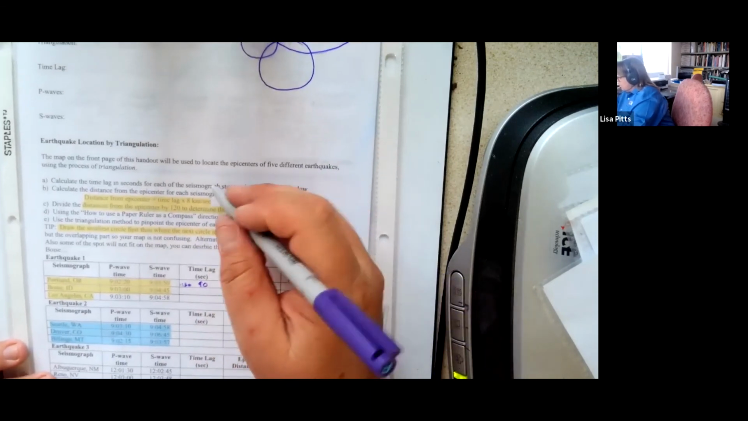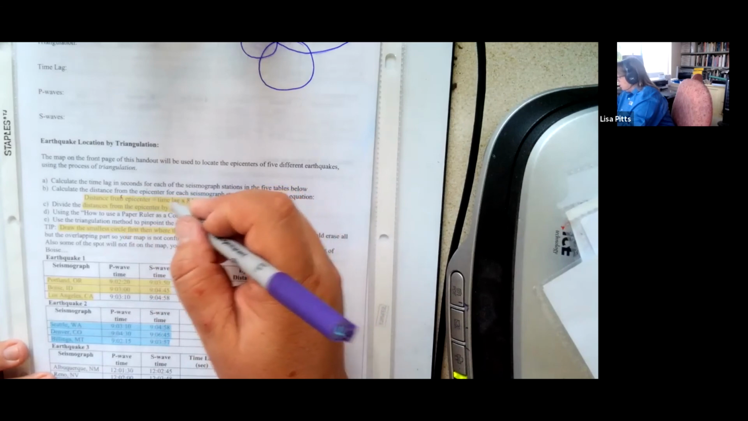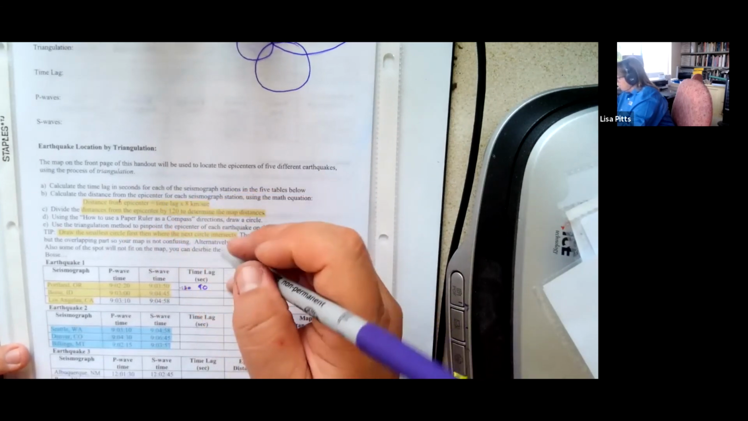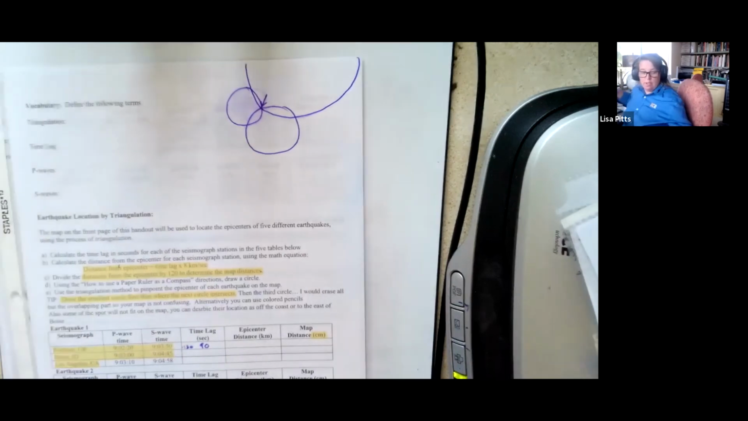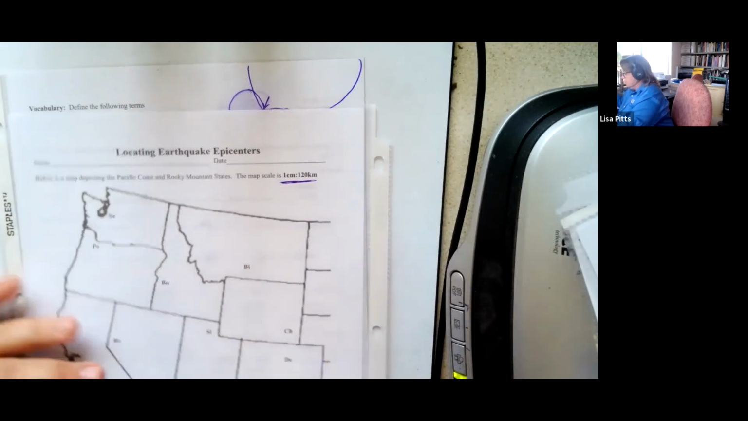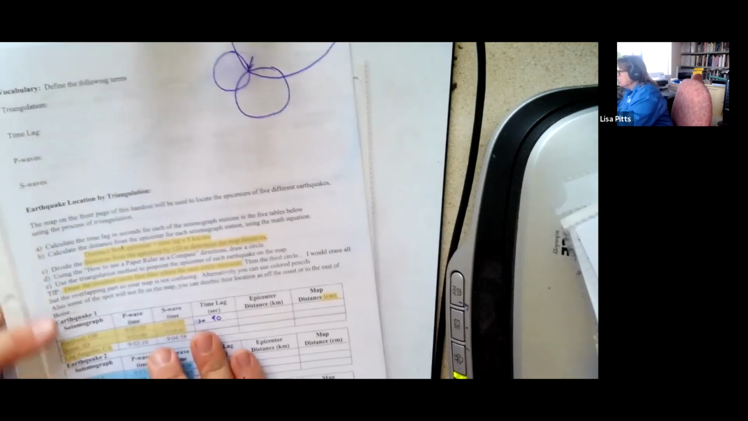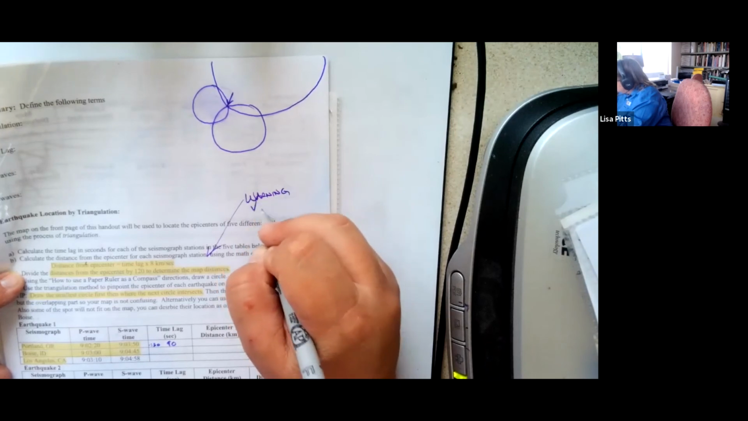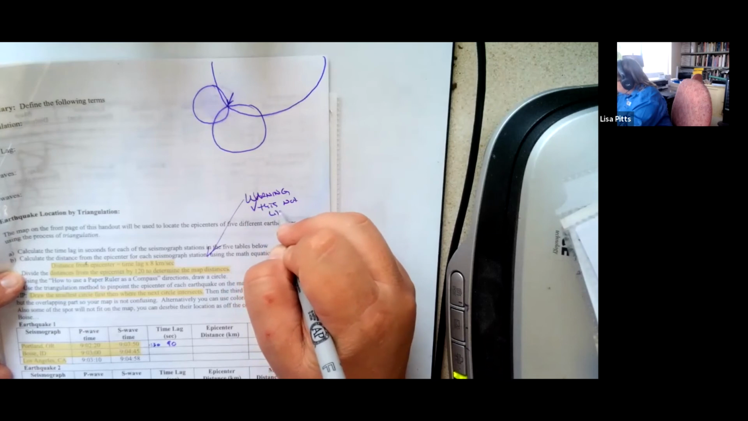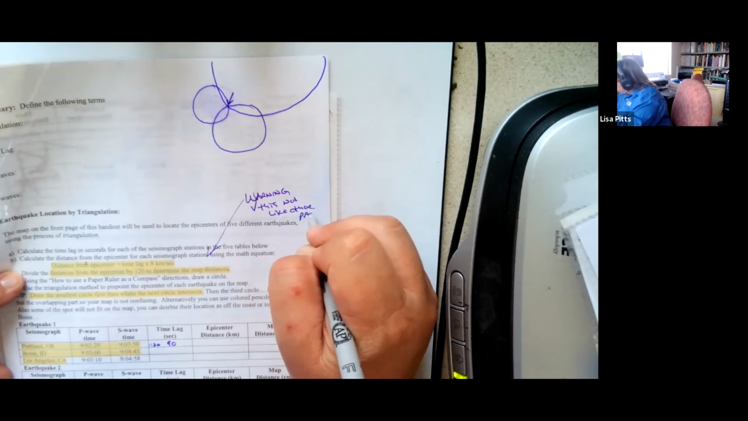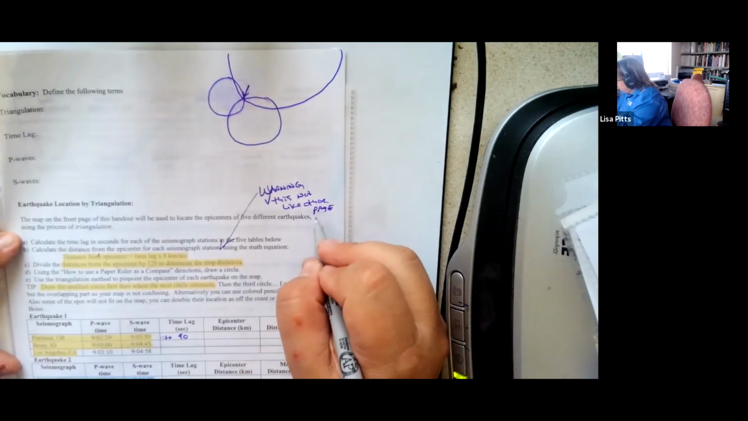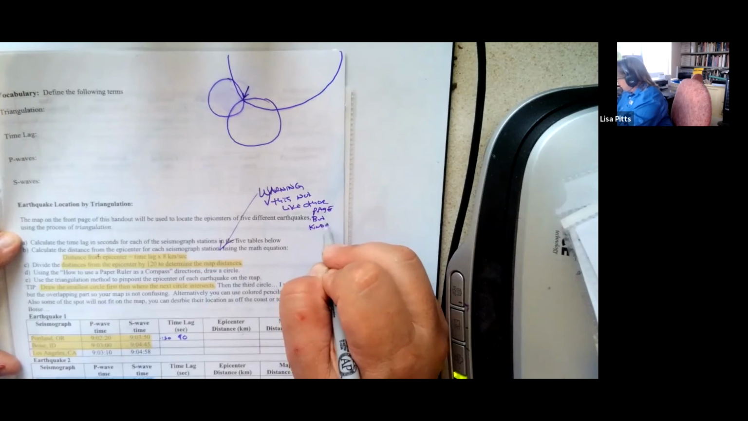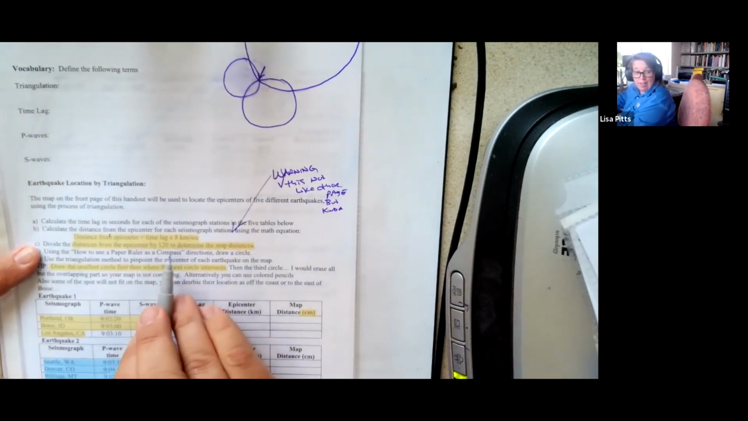This time though, to figure out the epicenter distance, we're just going to say time lag times 8. And the reason why is this map scale. The map scale is 1 centimeter equals 120 kilometers. So we've changed the formula up a little bit. So I'm going to say warning: check this. Not like the other page, but kinda. And I say kinda because the map distance is actually going to be divided by 120.